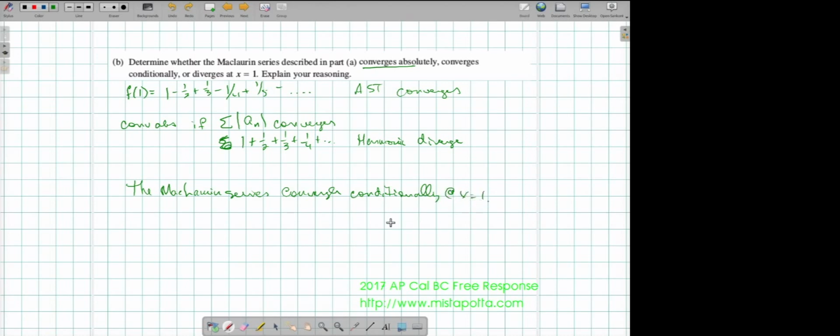So again, I have to do that conditional convergence test, the absolute value of the terms, to make sure they converge. If they do, great, I converge absolutely, but they don't in this case. So, moving on to part 3.